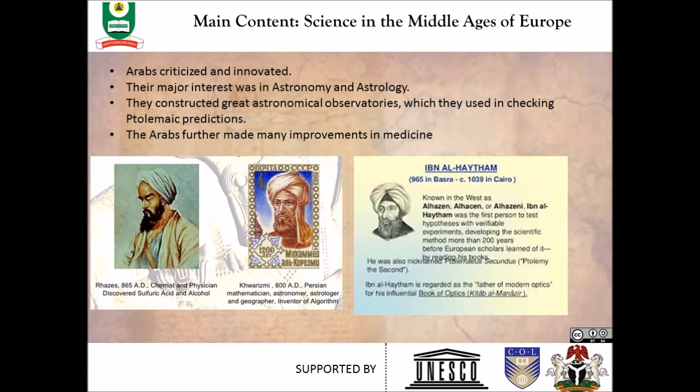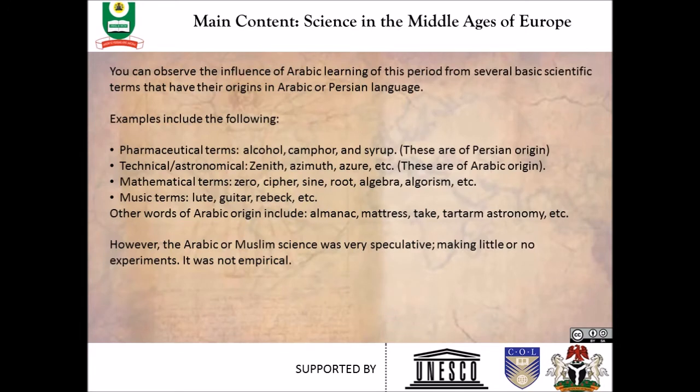Towards the end of the medieval period, it was widely recognized that the East held the secret of ancient wisdom in learning and science. First, the Europeans, that is the West, developed interest in the Arabic language and commenced translation of books from Arabic to Latin. You can observe the influence of Arabic learning of this period from several basic scientific terms that have their origins in the Arabic or Persian language.